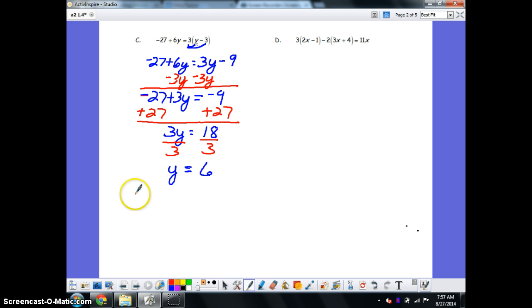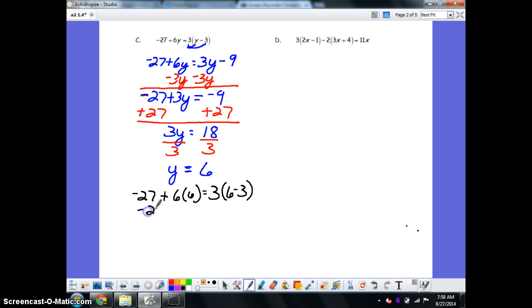Now, once again, you can always check that solution by substituting the solution we have in for each of those variables. So we're going to check to see if negative 27 plus 6 times 6 is in fact equal to 3 times a quantity 6 minus 3. So we're going to simplify both of these sides and make sure they simplify down to the same number.